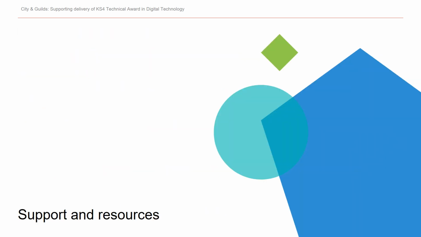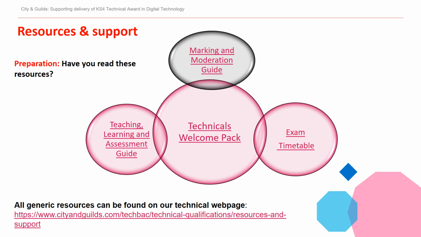Now let's have a look at some of the support and resources that City and Guilds can provide. The link shown at the bottom of this slide will take you to the generic technicals resource and support page. We would encourage all centres delivering technical qualifications to read through the documents provided, as they are aimed to help you plan your delivery, help understand the assessment methodology of the technical using the Teaching, Learning and Assessment Guide, help you understand how the assessment is marked, providing guidance for the area carried out in the centre, and the overall moderation process in the Marking and Moderation Guide. There is a welcome pack to take you through setting up for working with City and Guilds and its technical qualifications. And most important, the exam timetable that provides dates for booking exams, synoptic projects, and when they will take place.